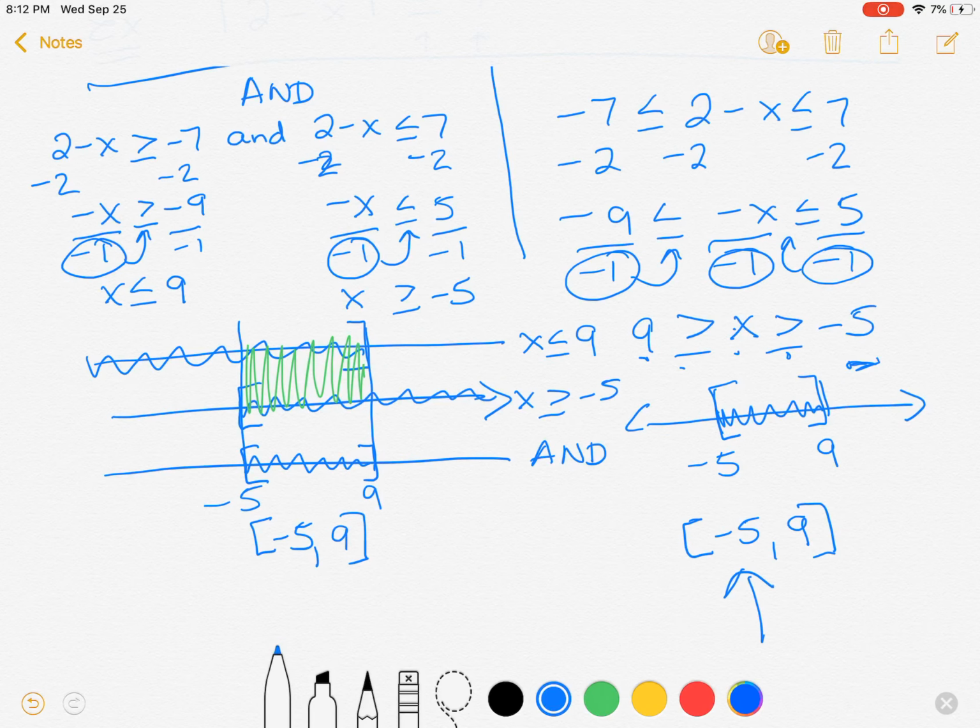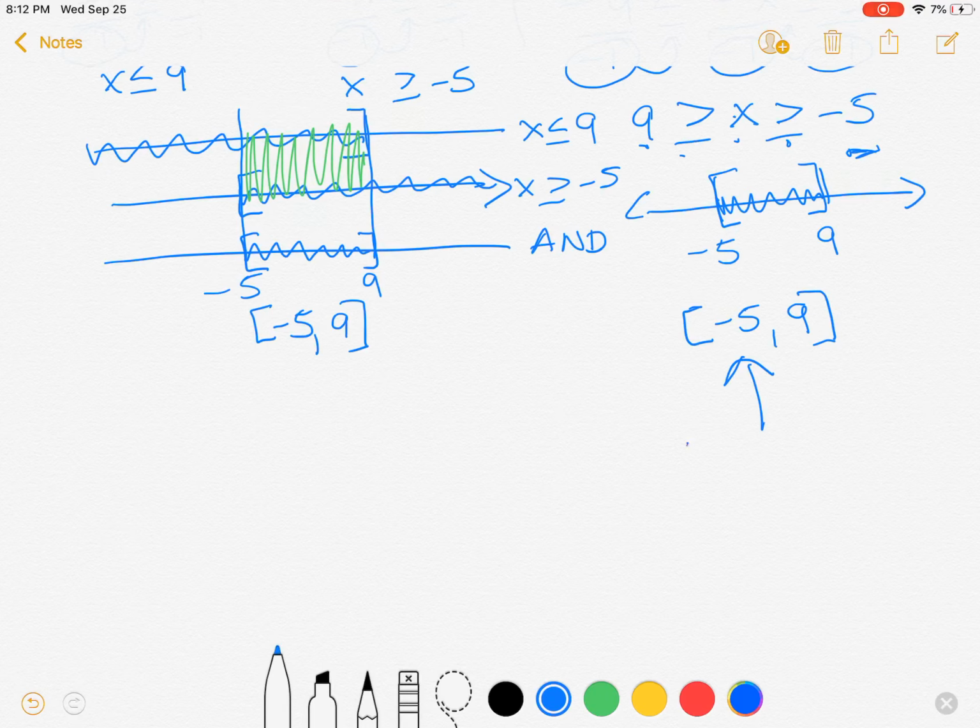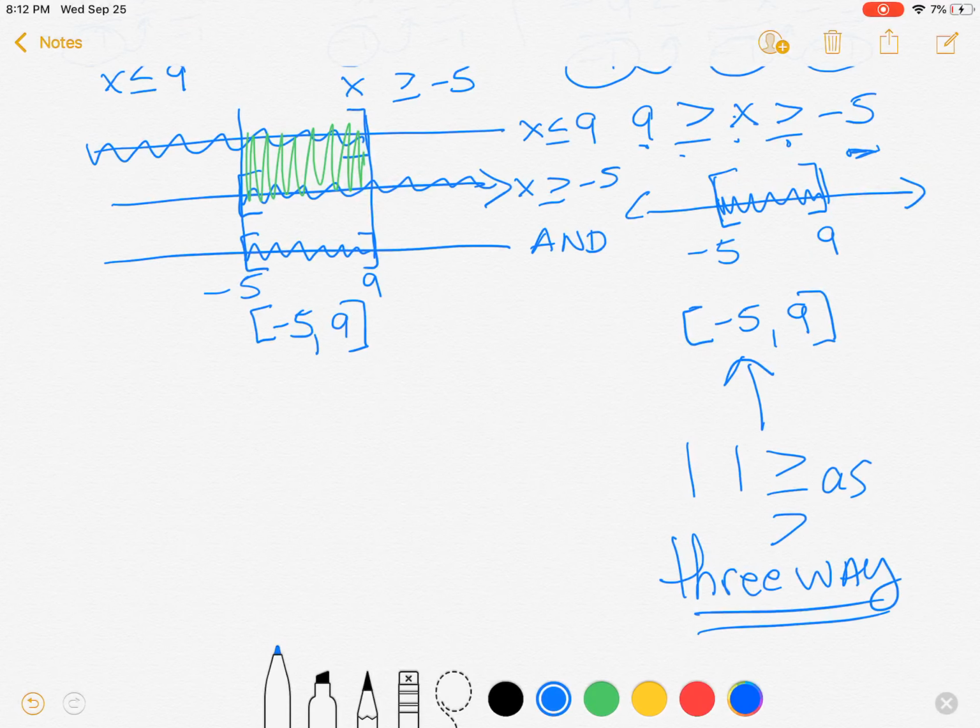Do not do the absolute value greater thans as the three-way inequality. Do not. Does not work, because greater thans are ors, less thans are ands, and the three-way inequality is an and.